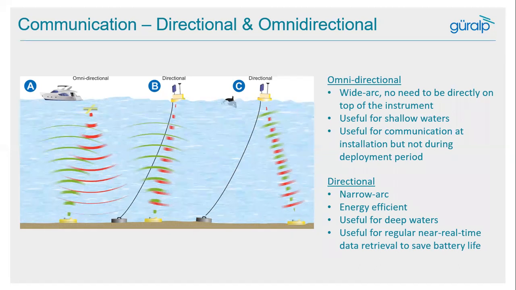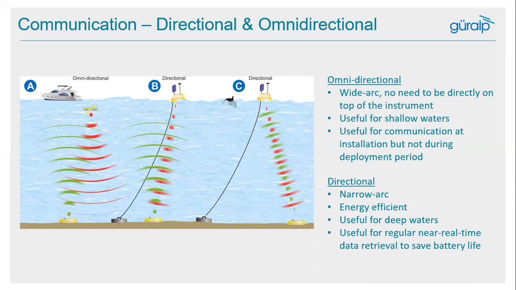And if you do not require communication during deployment and you only require satisfaction that your Aquarius has reached the bottom safely, then the omnidirectional transducer is the correct version. However, if we want to conserve battery life, or if we are going to deeper environments, we would perhaps consider the directional transducer. This is option B or option C in the diagram.